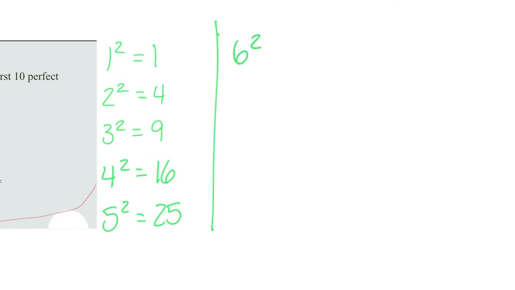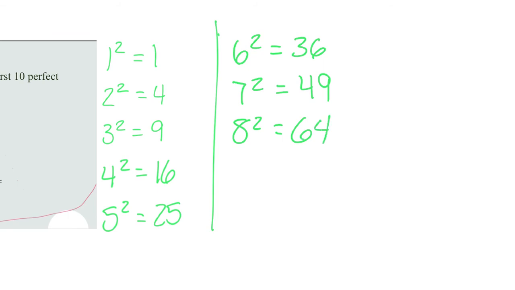Then I've got 6 squared. 6 times 6 is 36. Then we have 7 squared, and 7 times 7 is 49. Then I have 8 squared, and I get 8 times 8 gives me 64. 9 squared, 9 times 9 gives me 81.